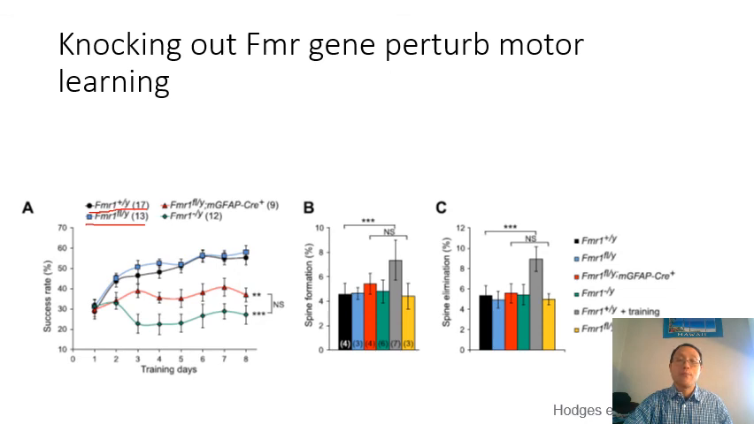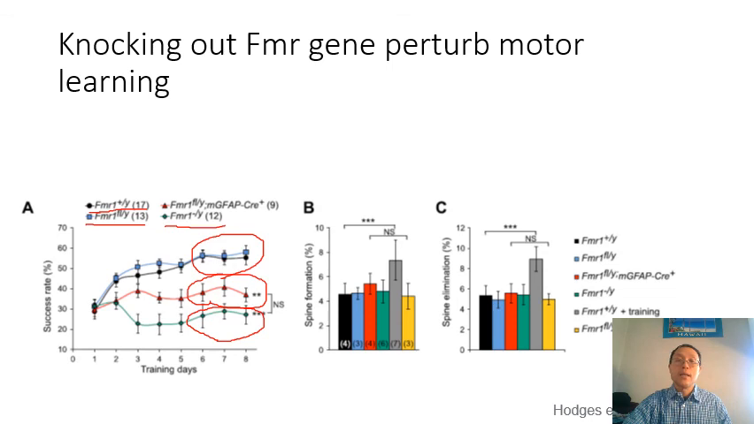All right, and you can see that both of these, in black and in blue, perform pretty well by the last 3 days. Now, when you have the FMR gene knocked out in the astrocytes, which is what you see in red, you can see that the animals do not perform as well as the controls. The success rate is much lower than the control animals. And the animals with a global knockout, which have the FMR gene knocked out in both neurons and all the glia cells, really do the worst. This is what you see in the green trace.